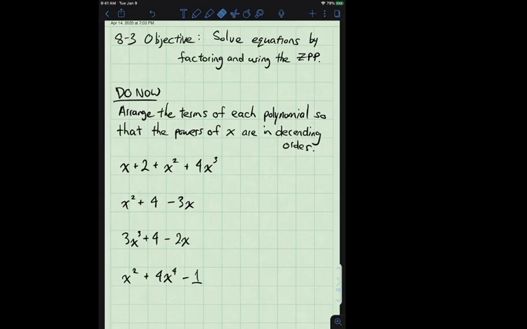Hello, here is today's lesson. We are going to factor and solve with the zero product property.